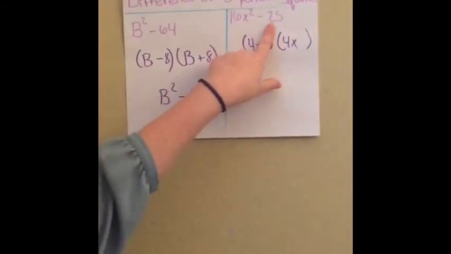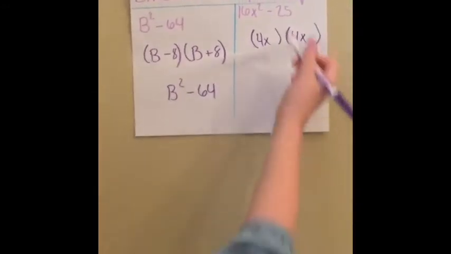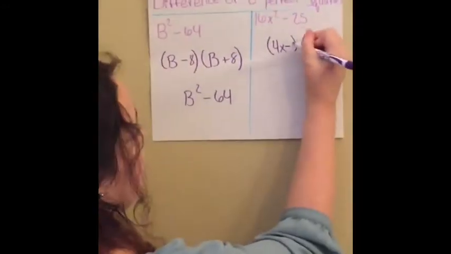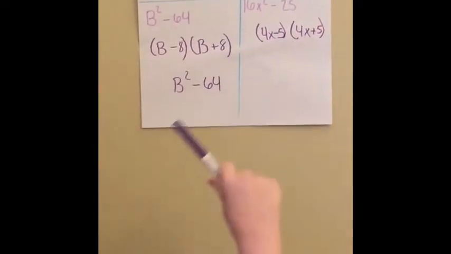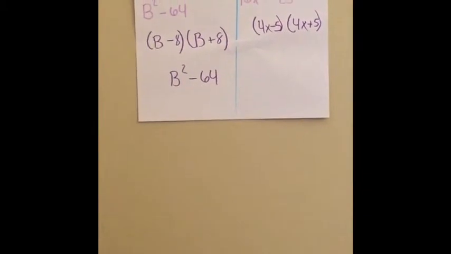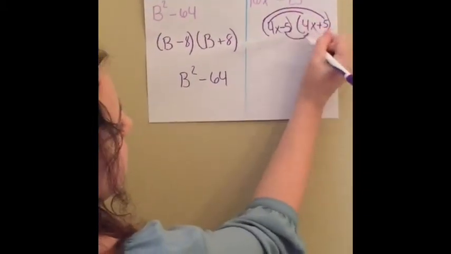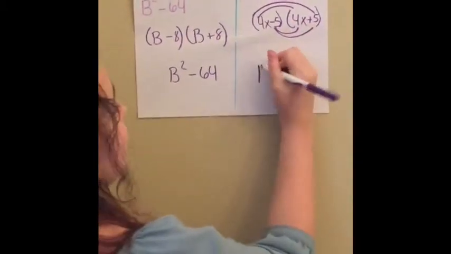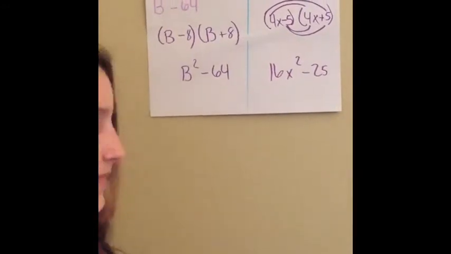And then the square root of 25 is 5. 5 times 5 is 25. But since it's a negative 25, one is going to be negative. So it's going to be negative 5, positive 5. So your equation is 4x minus 5 times 4x plus 5. And then you can do FOIL, and you'll end up getting 16x squared minus 25.